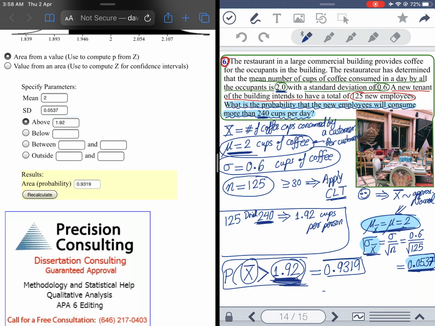So this is giving us 0.9319. So let's see, is this good news for the coffee shop or not, or for the restaurant? Yes, it's good, because the probability that those 125 new employees that came to the building will consume 1.92, which is almost 2 cups, per day, each one of them, or the mean of this sample of 125, the probability that they will consume more than 1.92 cups is 93.19%, which is a very high probability. So this restaurant should be optimistic and looking forward to those new employees coming.